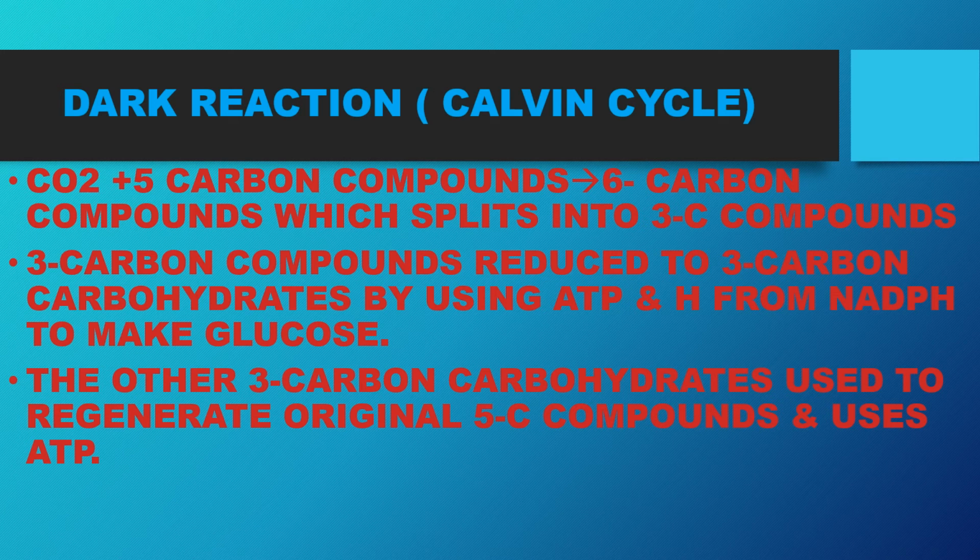The carbon dioxide combines with the 5 carbon compounds to form 6 carbon compounds, which split into 3 carbon compounds. One of the 3 carbon compounds is reduced to 3 carbon carbohydrates by using ATP and hydrogen from NADPH to make glucose. The other 3 carbon carbohydrates are used to regenerate the original 5 carbon compounds and use ATP.